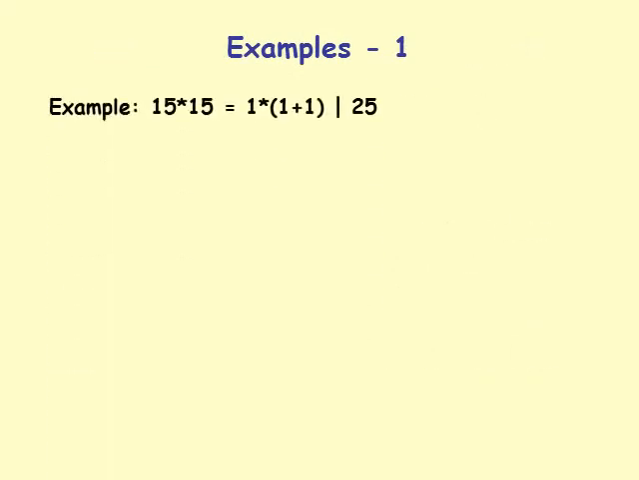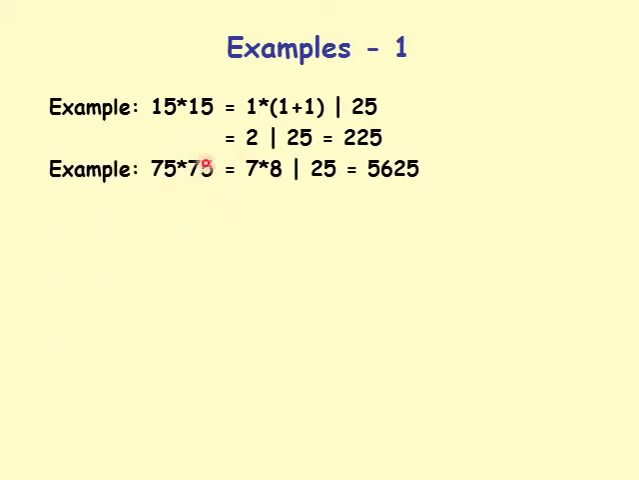Some examples now. 15 times 15. On the left, it's 1 times 1 plus 1, which is 2, and on the right is 25. So 15 squared is 225. Next, another example, 75 times 75. On the left it's 7 times 8, because 8 is 1 more than the 1 before of 7, and on the right 25. The answer is 5625.